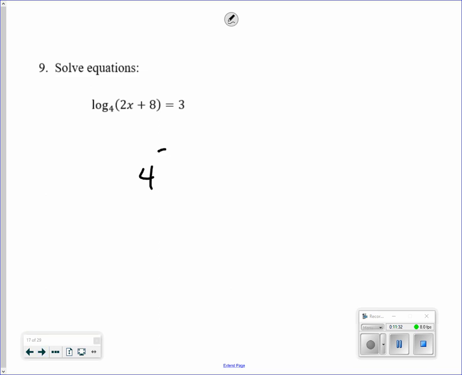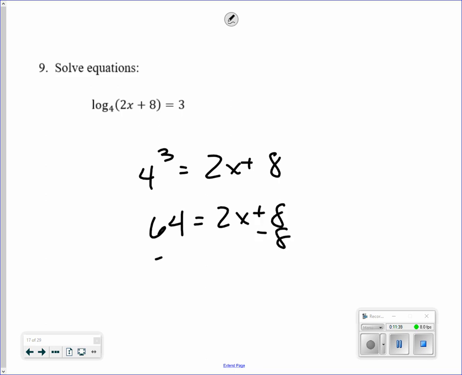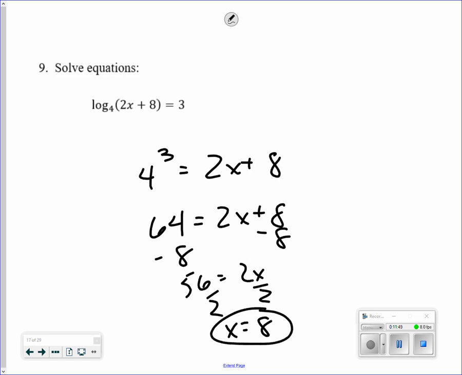Spiral, 4 to the third equals 2x plus 8. 4 to the third is 64. And now it becomes a basic algebra question that you should be capable of solving. So 56 equals 2x, divide by 2, x equals 28. Sorry, I was distracted there for just a quick second. X is equal to 28.